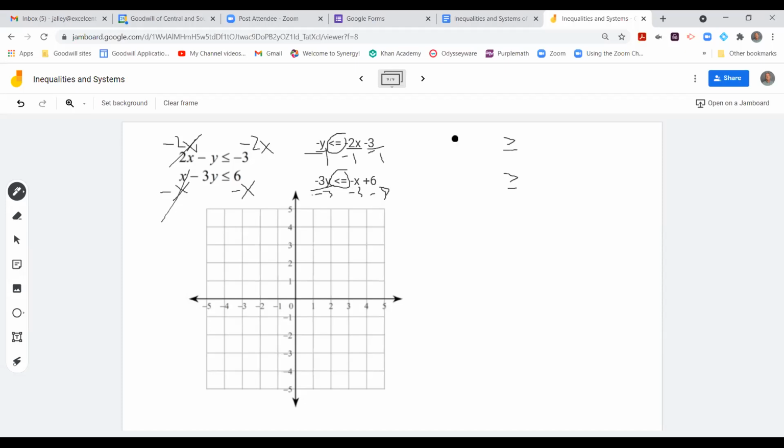Hard time writing those today. So I already changed the symbol. That becomes 2x positive. This becomes plus 3. The other one, 1/3 x minus 2.